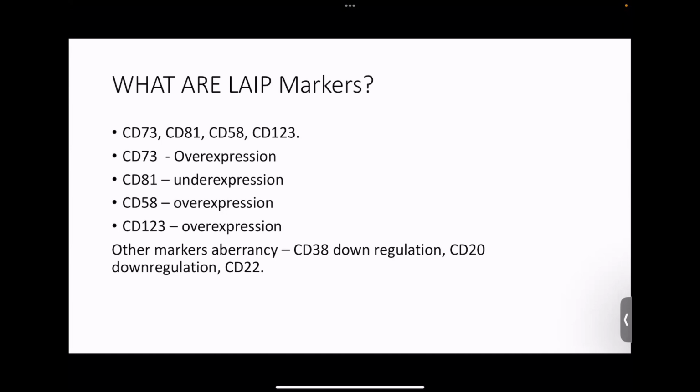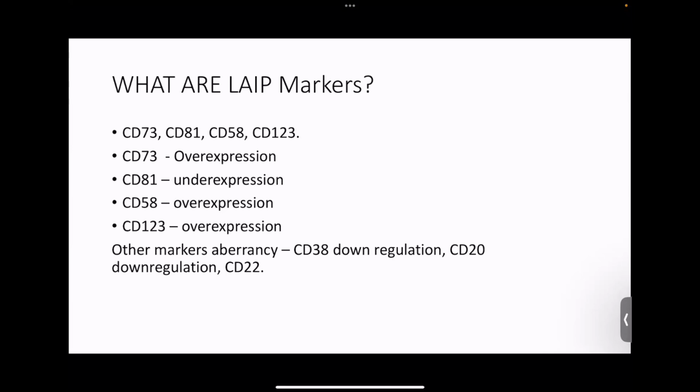What are the LAIP markers which are used very broadly worldwide? There is CD73, CD81, CD58, CD123. CD73 overexpression is seen in abnormal B blasts. CD81 downregulation or dim positivity is seen in abnormal B blasts. CD58 overexpression is seen in abnormal B blasts, and CD123 overexpression is also seen in abnormal B blasts. Apart from that, we can use CD38, CD20, CD22. Many other markers can be used.